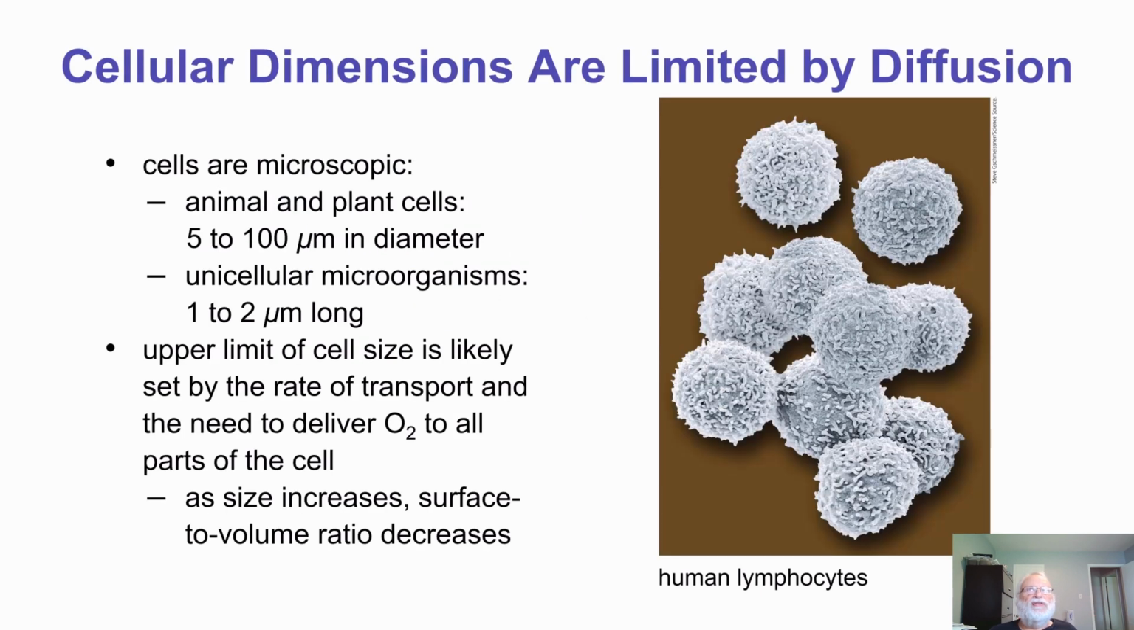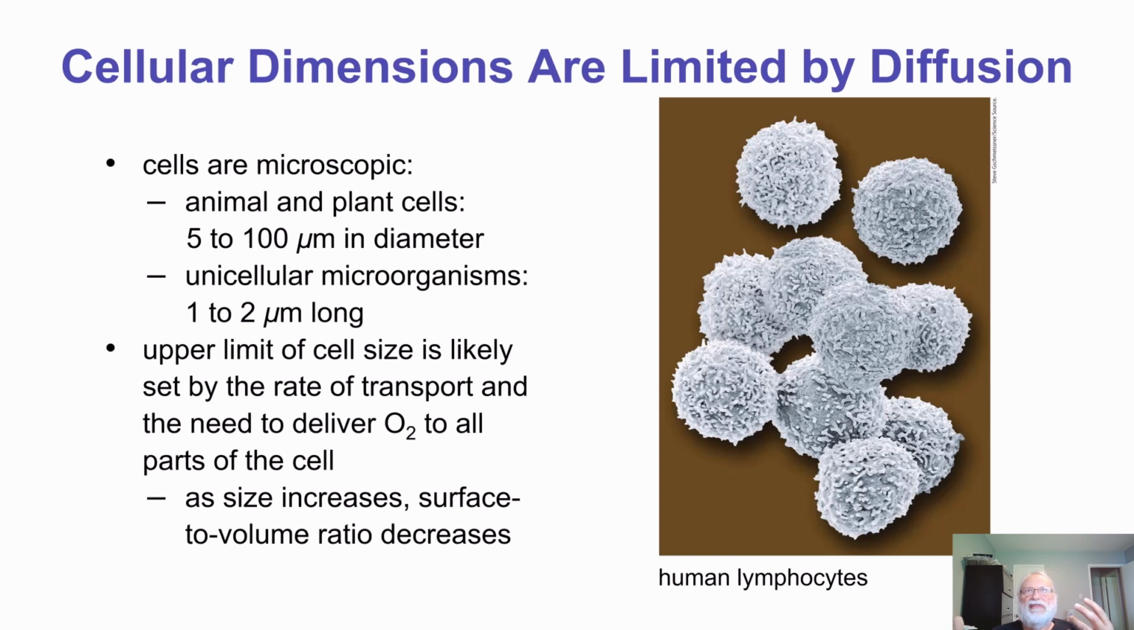Cellular dimensions are limited by diffusion. Whenever you get down to these small sizes, the rate at which things diffuse winds up being the rate limiting step for things to happen. So cells generally have certain limits to how large they can get. And in this slide, you see a picture of some human lymphocytes.